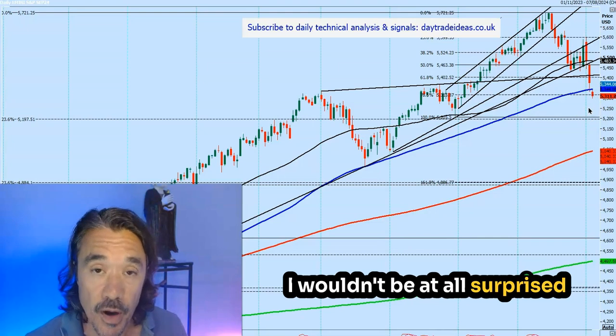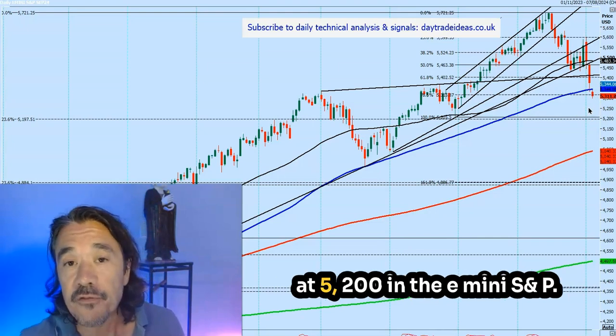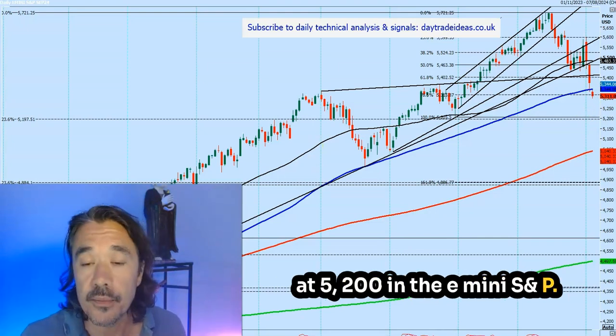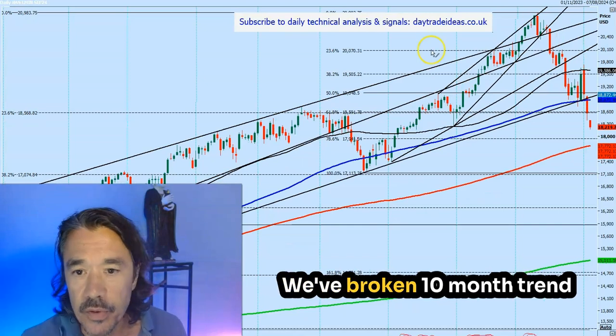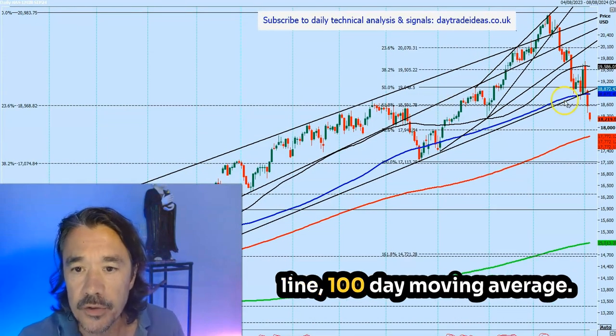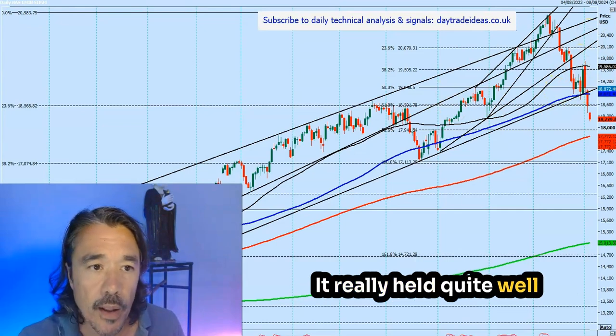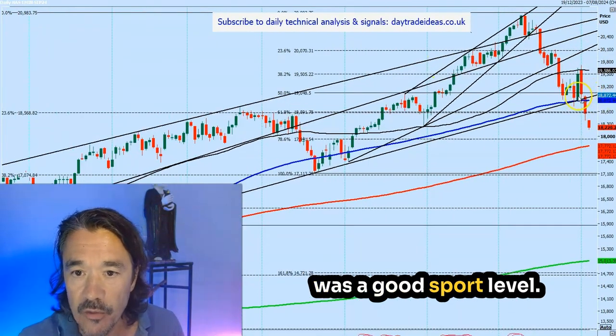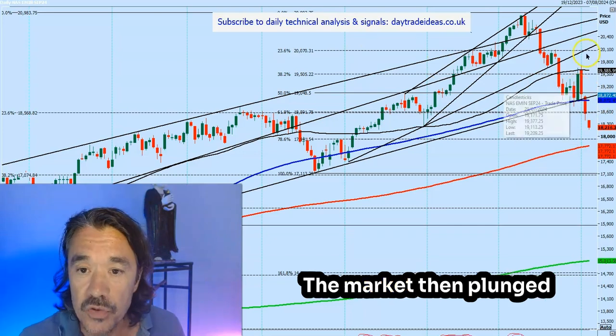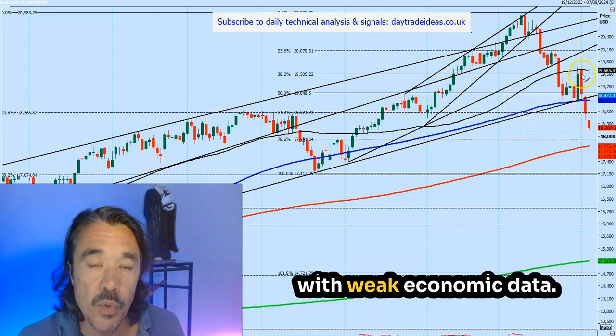I wouldn't be at all surprised to see us heading for support at 5,200 in the E-mini S&P. Same thing for the Nasdaq. We've broken 10-month trend line, 100-day moving average. It really held quite well initially, as you can see. It was a good support level, a big bounce off there on Wednesday. The market then plunged on Thursday and Friday with weak economic data.